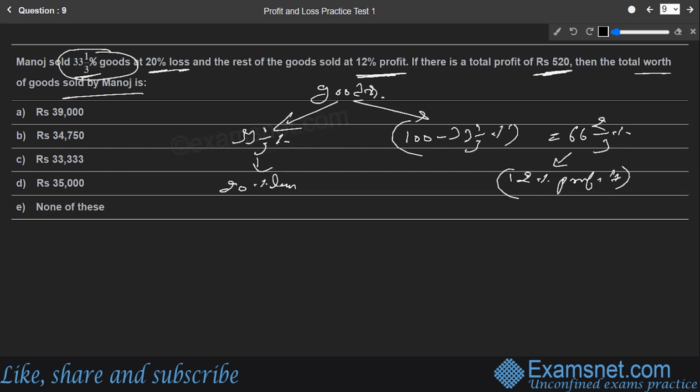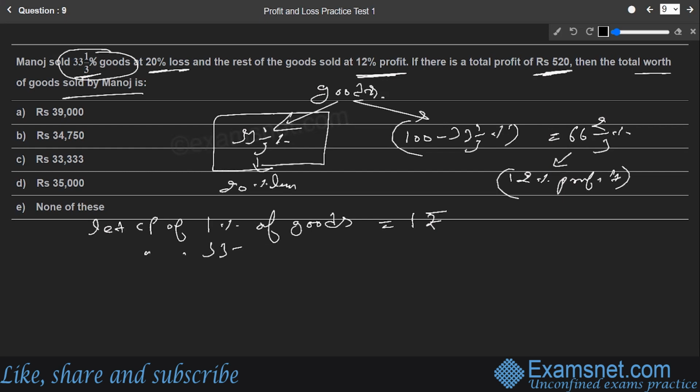So we can do it like this. Let us say the cost price of 1% of goods, because the number is not mentioned, so we have to take it like this only. Let the cost price of 1% of goods be rupees 1. So in the first part, he has done the deal of 33 1/3%. So the cost price of 33 1/3% of goods would be similarly 33 1/3 rupees, that is nothing but 100 by 3 rupees. This would have been the cost price of the first part of the deal.